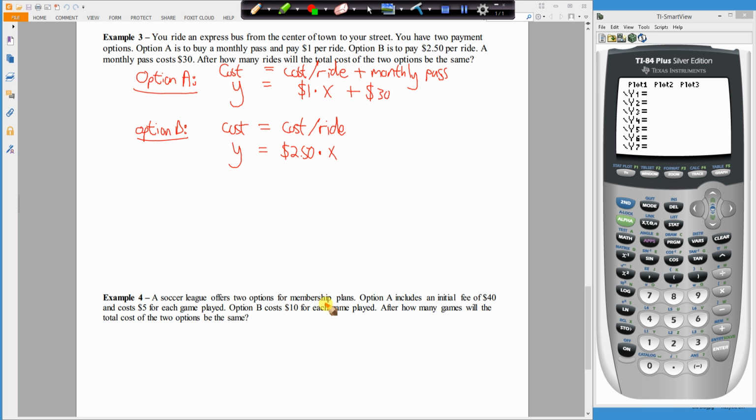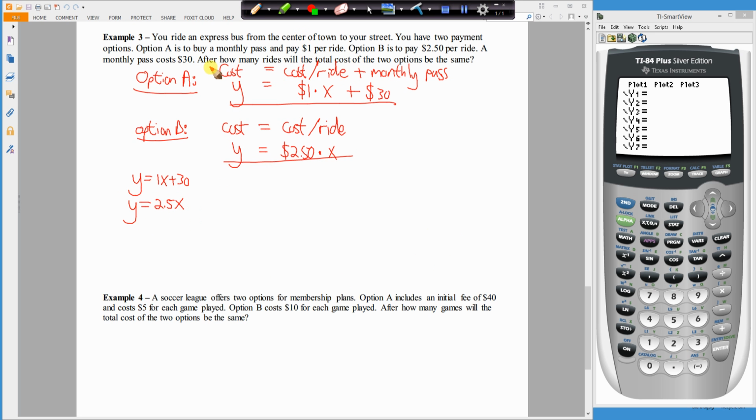Basically this gives me two equations which make a system, and I can just graph that and get my answer. Let's write this out a little bit neater. Y equals 1x plus 30. That's my first equation. Second equation, y equals 2.5x. That's it. This is my system.